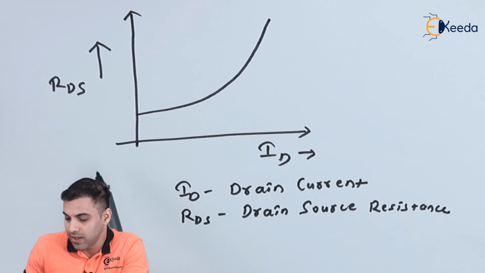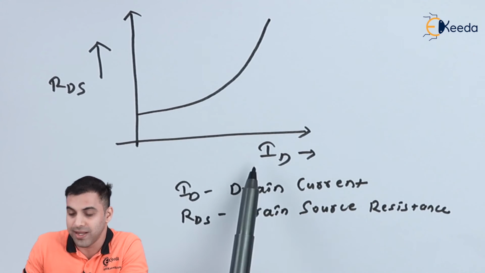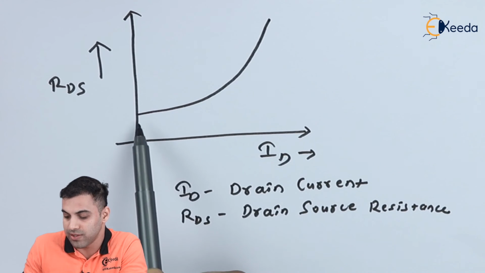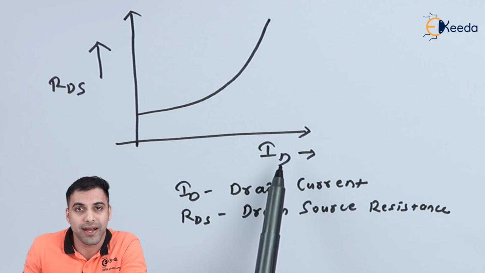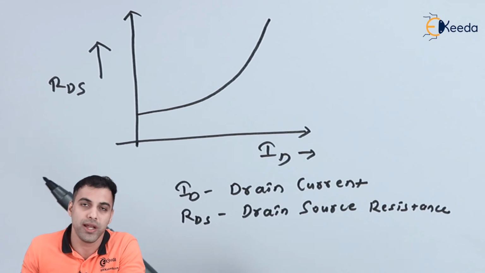As you can see, the drain source resistance varies non-linearly with the drain current, which is ID. So whenever the drain current is 0, there is a specific value of drain source resistance. As we are increasing the drain current, the drain source resistance is increasing in a non-linear way.